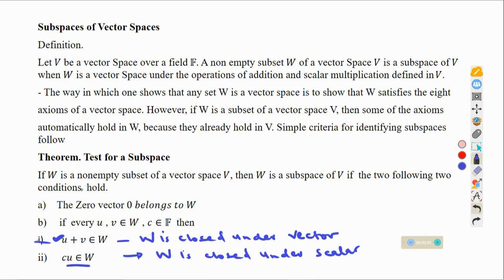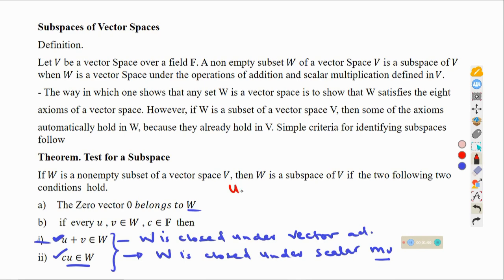So, meaning that to look at a subspace, you must show that W is closed under vector addition and scalar multiplication. And don't forget that you must as well show that the zero vector belongs to W. But also, having these two conditions here, that is B1 and 2, you can still combine the two, and you form one condition out of these two.